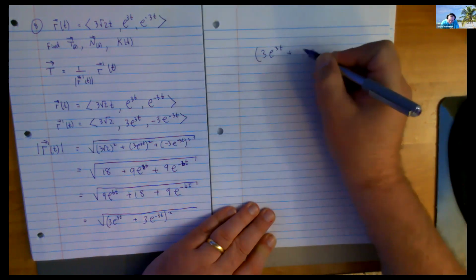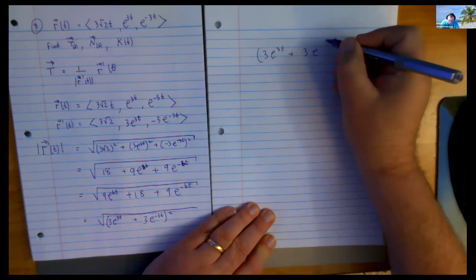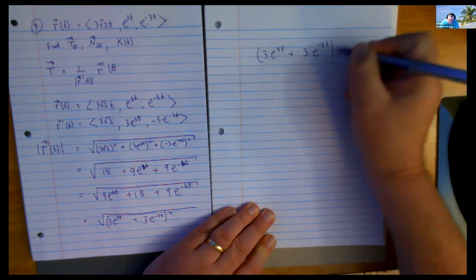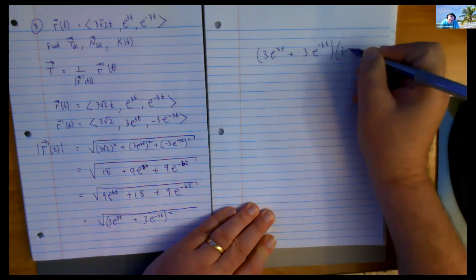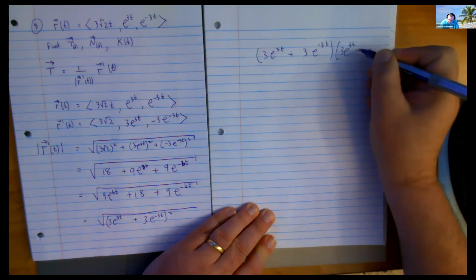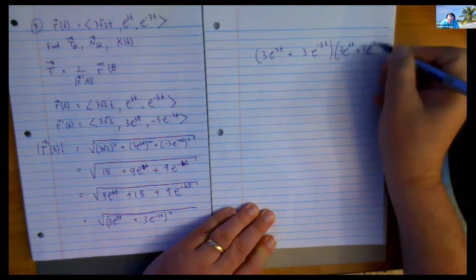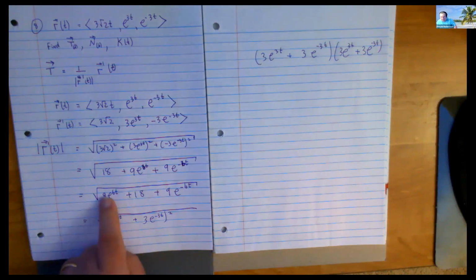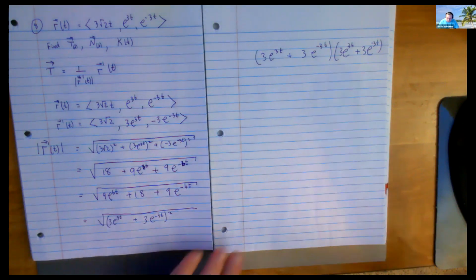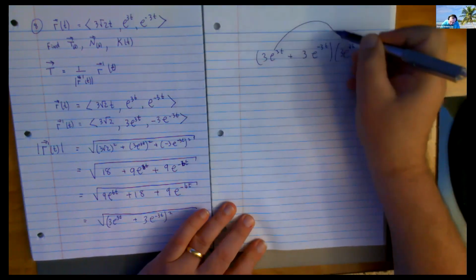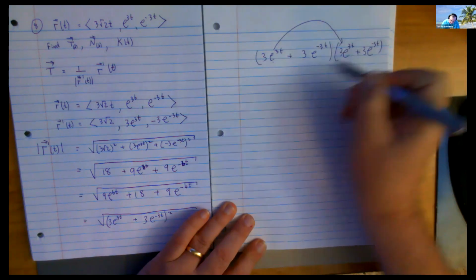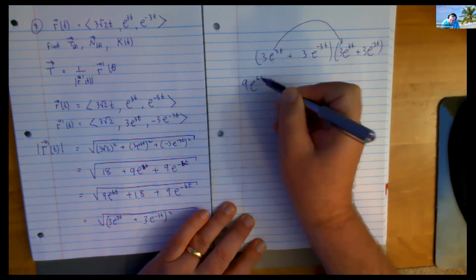If I'm correct, which God, I'm finger crossing here, I am. Yes, I am. Where's my confidence? Then when I FOIL this, shouldn't I get this? Well, let's see what we get. That times that gets you 9e to the 6t. Check.